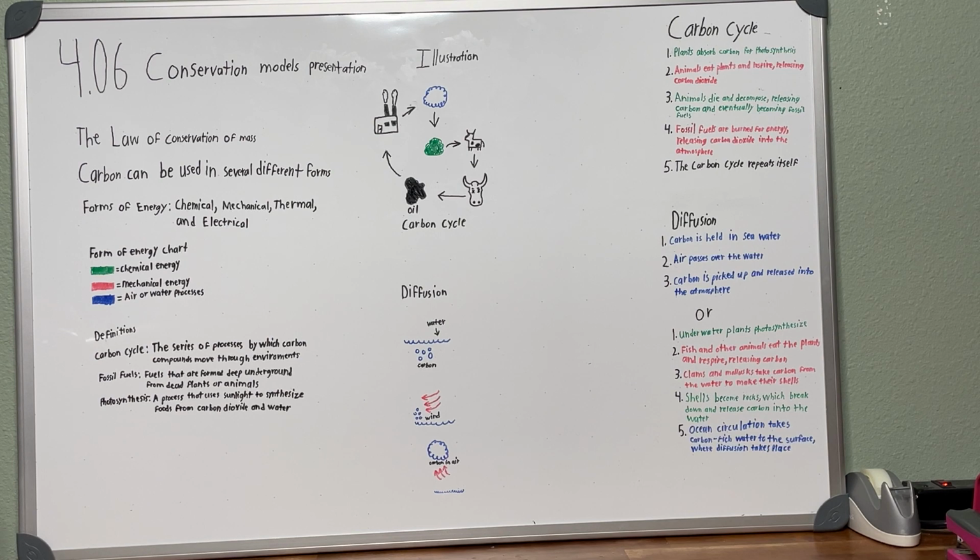Definitions. The carbon cycle: the series of processes by which carbon compounds move through environments. Fossil fuels: fuels that are formed deep underground from dead plants or animals. Photosynthesis: a process that uses sunlight to synthesize foods from carbon dioxide and water for plants.